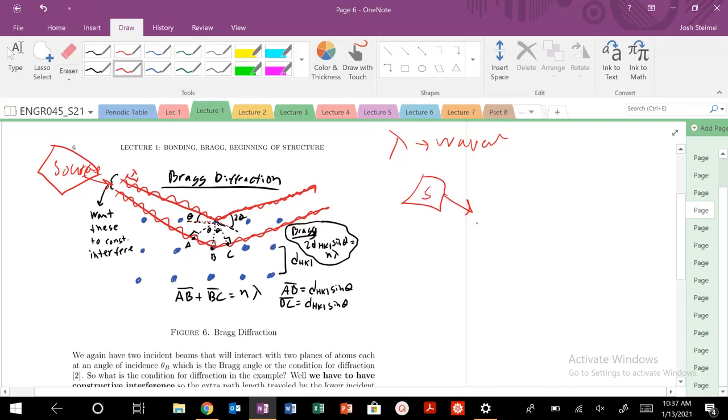Let's draw it like we have in lab. In lab, we have our source, which shoots X-rays here. We have our sample here. It's kind of connected here. And then there's a detector that's kind of out here. So we're going to change the incident angle of this beam and the detector.